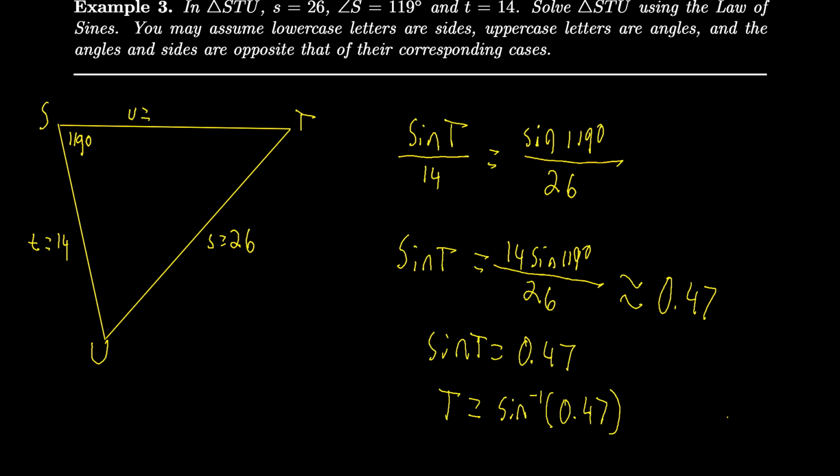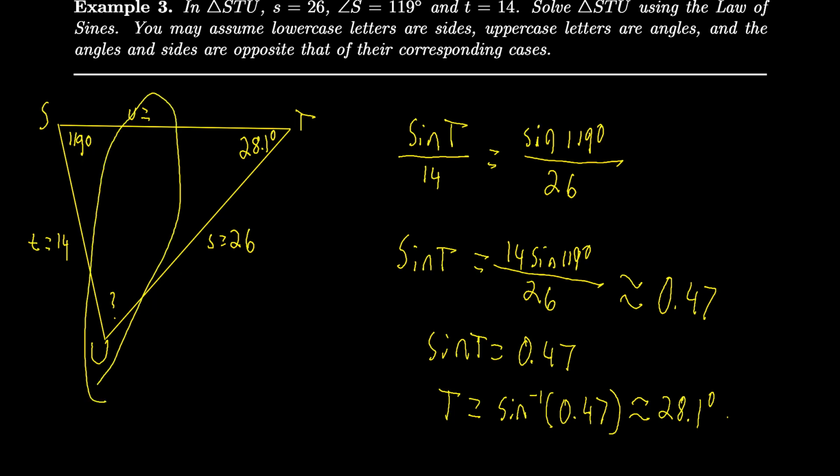Doesn't matter. Point is that we do the inverse sine of 0.47 and get something to the effect of 28.1 degrees. So it's about 28.1 degrees. So we know then that t is about 28.1 degrees. Now, we can find angle U, no big deal. And indeed, we need angle U because we need angle U to relate it to little u up here, the side. So we can find that using the law of sines if we want to, right?